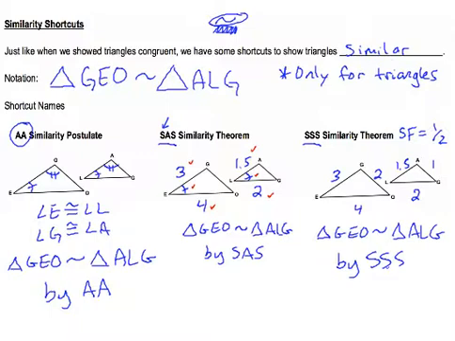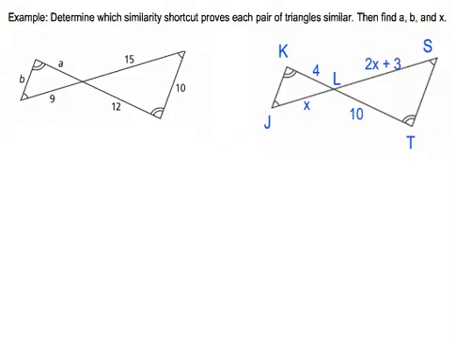Okay. Now that we have some shortcuts, let's apply this to some problems. Next example here, we are going to first determine which similarity shortcut proves that the triangles are similar, and then we're going to use the fact that the triangles are similar to solve for A, B, and X. So first things first, let's look at, we'll call this number 1 here.